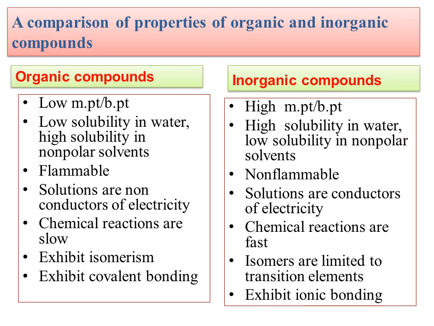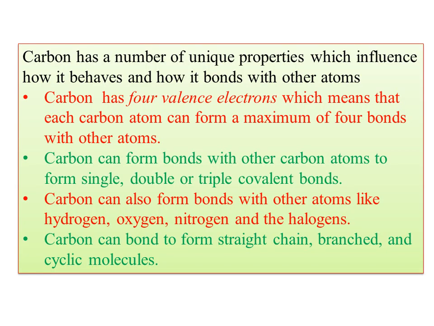Chemical reactions are slow in organic compounds, whereas in inorganic compounds reactions are instantaneous. Organic compounds exhibit isomerism. Inorganic compounds also exhibit isomerism, particularly transition elements, but not S and P block elements. Organic compounds exhibit covalent bonding, whereas inorganic compounds exhibit ionic bonding. Ionic bonding takes place by the complete transfer of electrons from one atom to another atom, whereas a covalent bond takes place by the equal sharing of electrons.